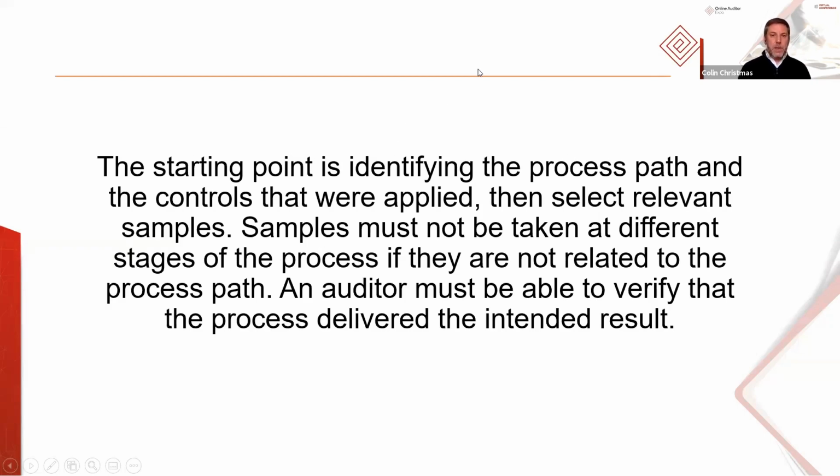Okay, so here we have the starting point, which is identifying the process path and the controls that are applied. It's important when you're selecting relevant samples that they must not be taken at different stages of the process that are not related to the process path. As I mentioned before, any checklists, any templates, any documentation, any records must all be associated to that process path that you have identified. And then ultimately, as I mentioned before, is the uniformity of output throughout that process. And at the end of the chain, as an auditor, you must be able to verify that that process delivered the intended result.